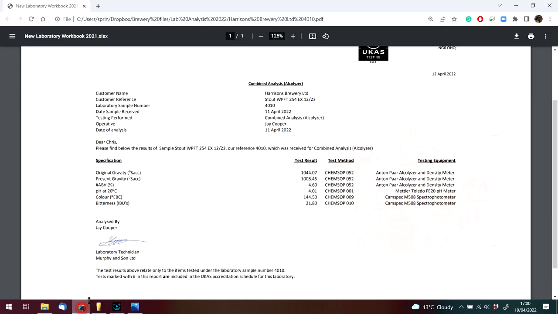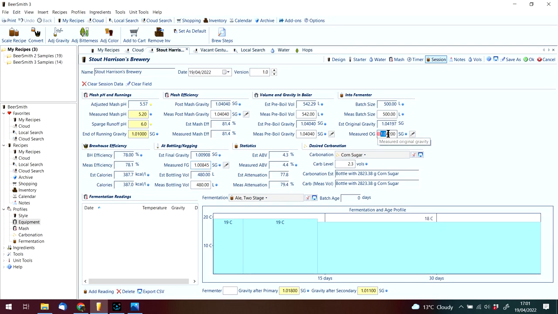Hope you can see that well enough. And our measured OG was 1.0450, but Murphy's are telling us through their Anton Paar alcolyzer and density meter that our density was 1.04407. So we'll change that now to 1.04407. That's an extra zero required. Oh no, that's perfect. Wonderful work.